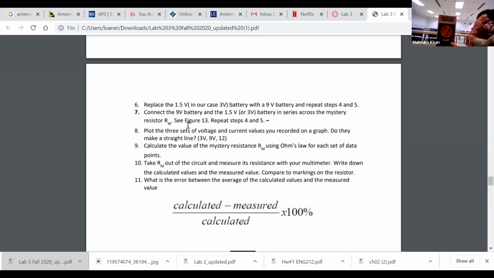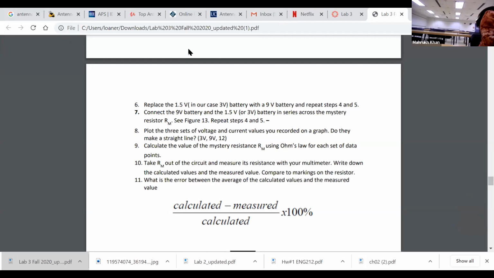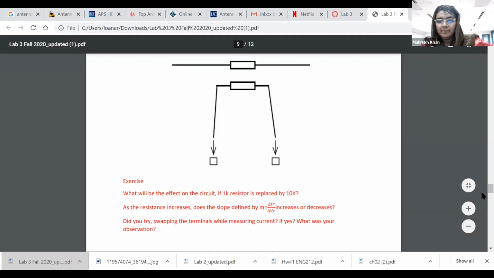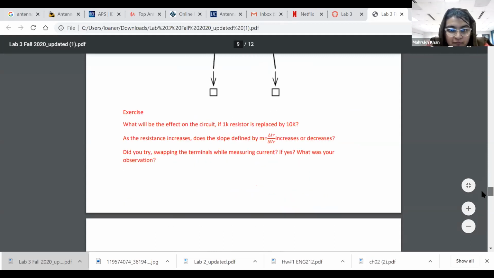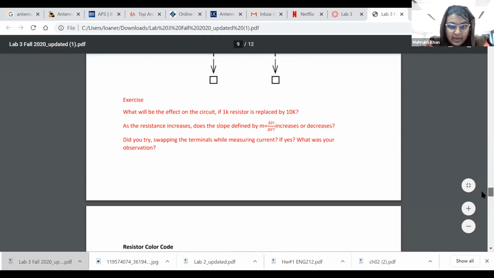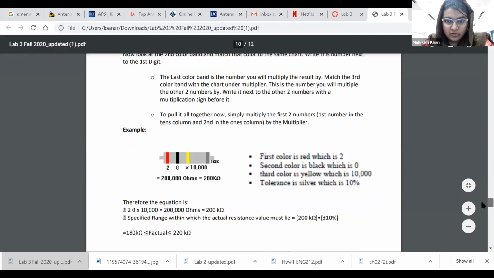Whatever value you're getting, just write it as it is. So 0.97K I can write, and you can compare whatever value you are getting using Ohm's law, okay? And do the calculated minus measured thing. Now you need to fill this thing as well. What will be the effect on the circuit if the 1K resistor is replaced by 10K? You need to fill this up and show us. Other than that, you don't have to connect any other circuit.